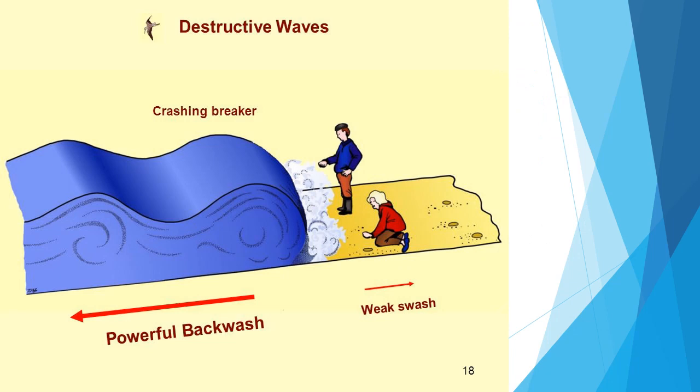Again, we've got that in a picture. Here you can see the tall wave crashing down onto the beach. The people in front of the wave will be safe. The motion is mostly back out to sea with that powerful backwash. So as the wave crashes onto the beach, it loosens material and pulls it back out to sea. So this beach could be completely removed by these storm waves or destructive waves.